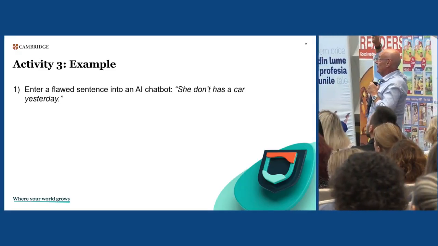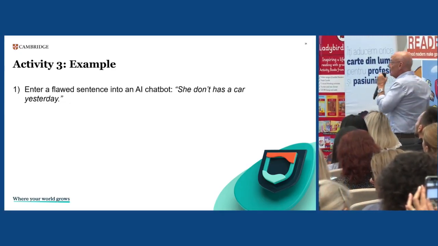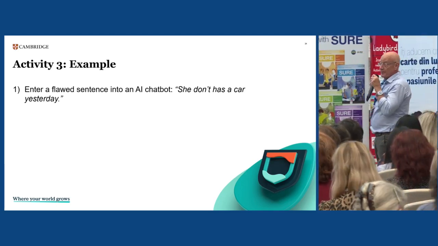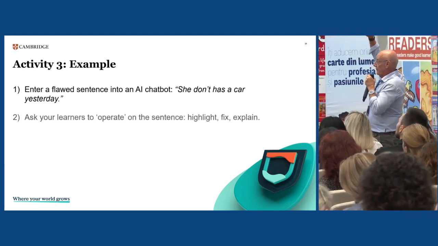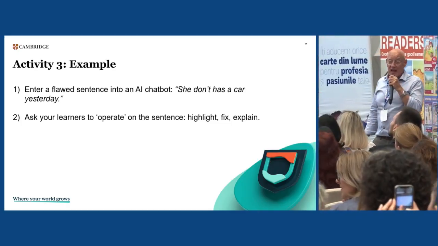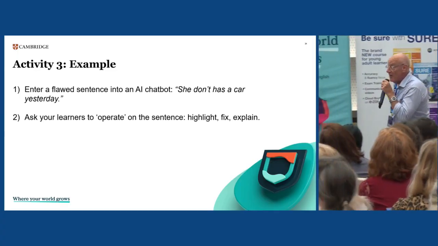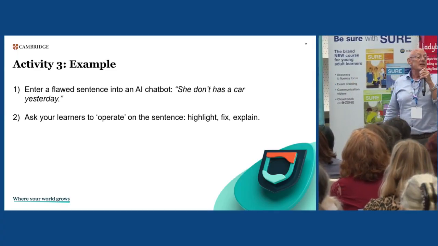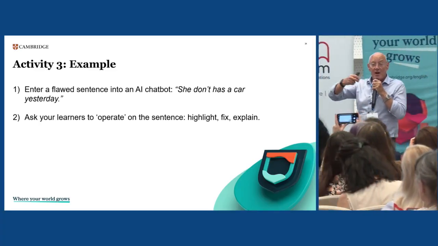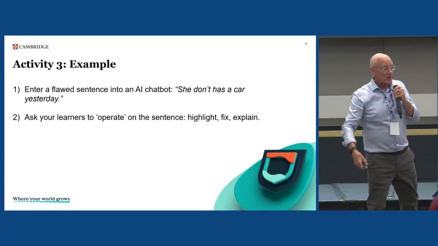Here's the example. You give the chatbot a flawed sentence. She don't has a car yesterday. Ask your learners to look at the sentence, and I've used the verb operate on it. They need to highlight the error, they need to fix the error, and they need to explain the error. Yeah? So there's a whole process here, isn't there, of learner engagement in understanding why it's wrong and what they can do about it.